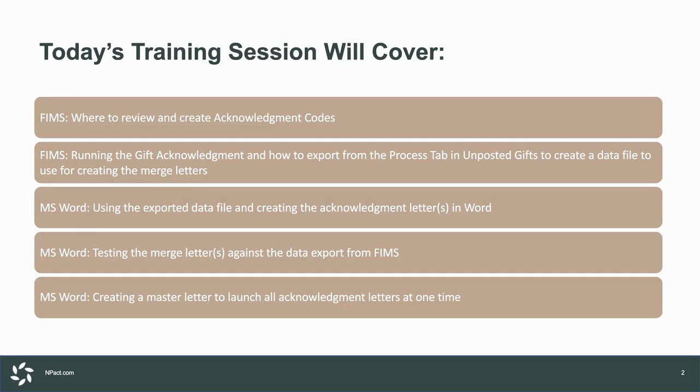We're going to run the export. We're going to go into the gift module, do the gift acknowledgement export from the unposted gift tab so that we have a data file that we can use in which to build our individual templates based on the acknowledgement code. We are going to create the acknowledgement letters. We're going to test them.